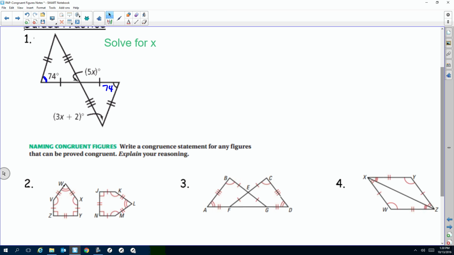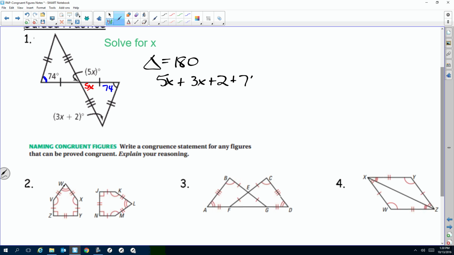Yeah, vertical, we have the vertical, so we have the 5x. And then what do we know about the sum of a triangle? It equals 180. Okay, so can we use that fact, that triangle sum theorem, to write the equation? All right, so we should have 5x plus 3x plus 2 plus 74 equals 180. Or we simplify, get 8x plus 76 equals 180.